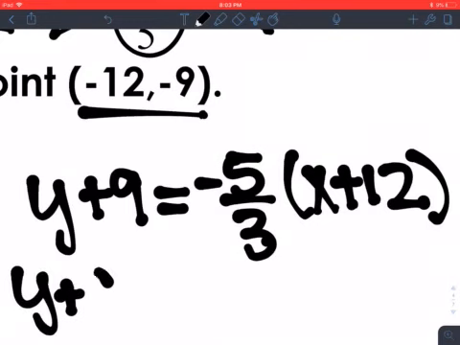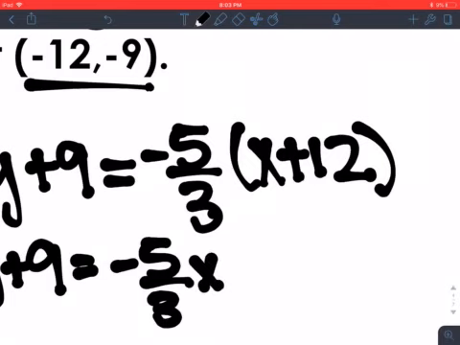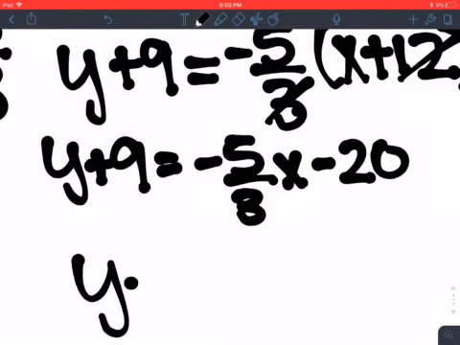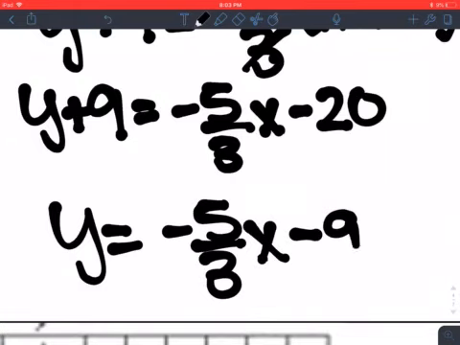So I have y plus 9 is equal to negative 5/3 x. 3 goes into 12 4 times, so then negative 5 times 4 is a negative 20. And then I subtract my 9 over, so I get y is equal to negative 5 over 3x minus 9.